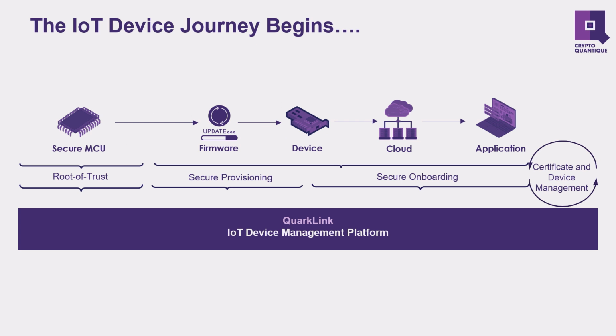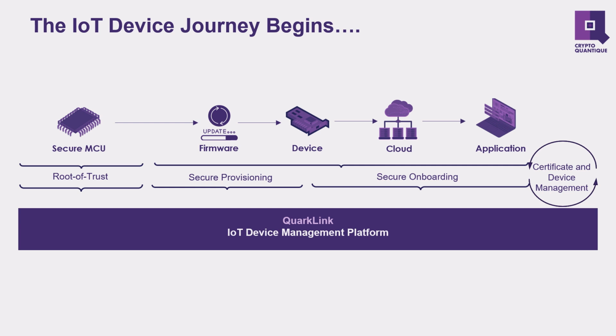So firstly, you'll be selecting a microcontroller which you'll want to provision securely with firmware. You'll want to fit that microcontroller inside some kind of controller board in your product, which will then be onboarded to the cloud and allow that device to communicate with its IoT application that's running in the cloud.